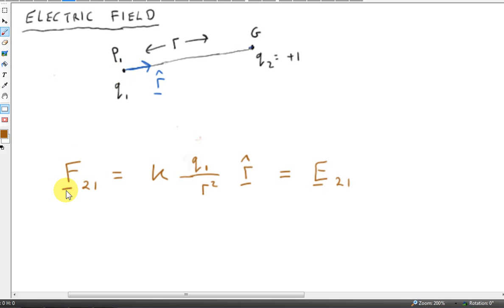Now, since the unit of the force vector is newtons, and we've divided this by coulombs, the unit of this quantity would be newtons per coulomb, because we divided, remember, by the charge Q2. That's one way to get rid of Q2. If Q2 was not plus 1, we would just divide this by the charge. So newtons per coulomb, NC to the power minus 1. So this is the unit of the electric field.